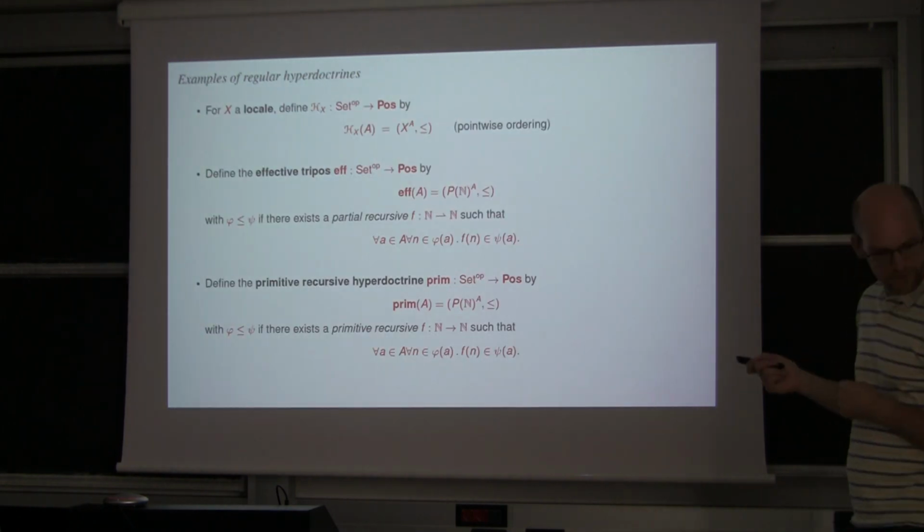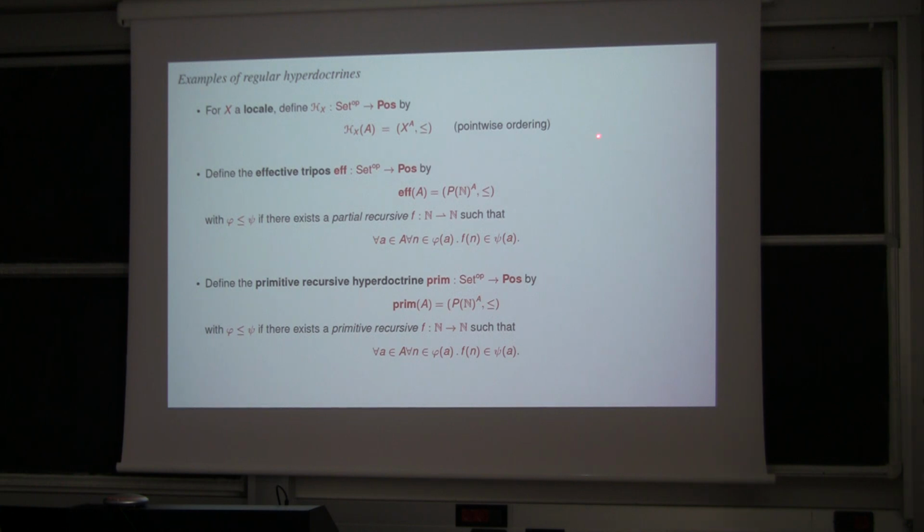So some examples. Some of them people might already have given. So for a locale, a complete Heyting algebra frame X, we can just define an indexed poset on Set where the predicates on a set A are just the functions into the locale with a pointwise ordering. So that's always a regular hyperdoctrine, in fact a tripos. And then the very important example is the effective tripos where predicates on a set A are functions into the power set of the naturals, ordered in this way that Yap already explained to us, I think.